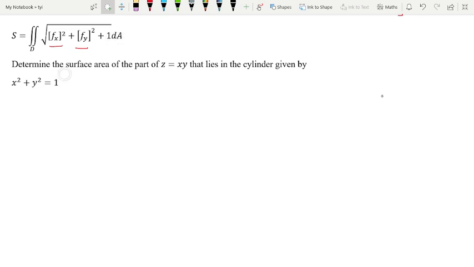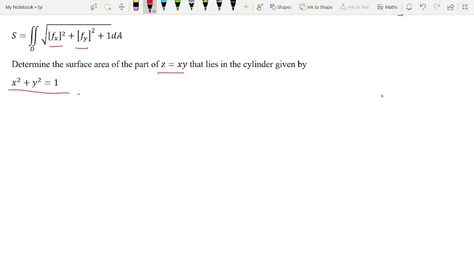So this is a problem. Determine the surface area of the part of z equals xy that lies in a cylinder given as this. Whenever they give you a region in the form of a cylinder, a disc, or an ellipse, you know you're dealing with what? Polar coordinates, that will be the only way.